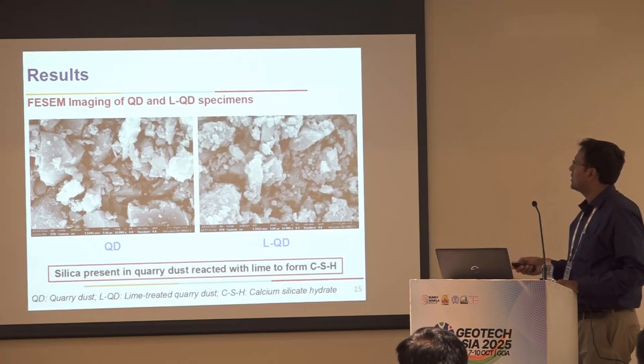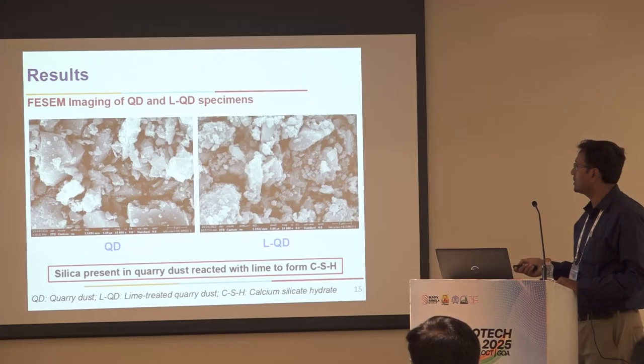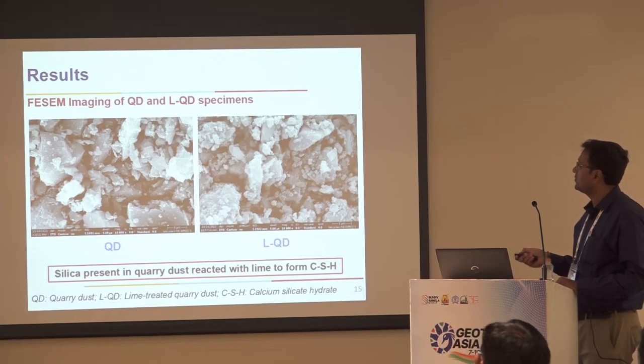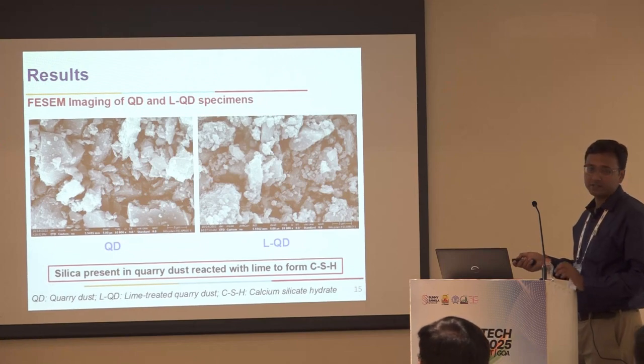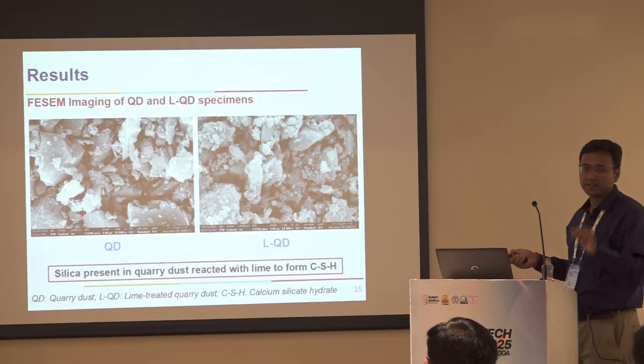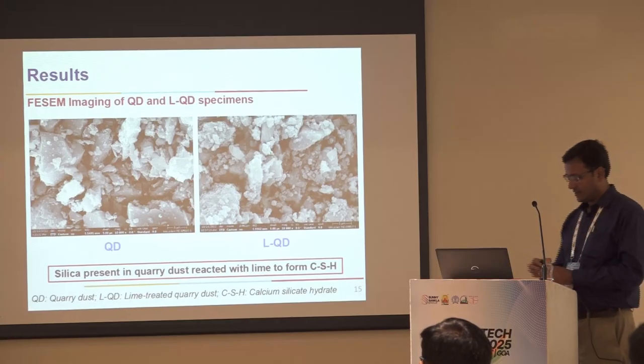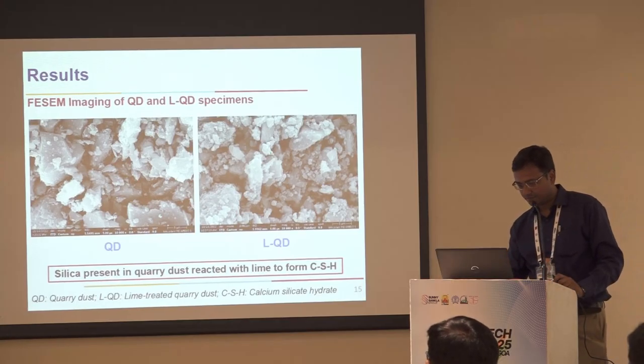So next we tried to figure out what exactly is happening because of which we are seeing the improvement on introducing quarry dust. So we took the quarry dust, we performed FESEM images of this quarry dust, and then we added lime to quarry dust, just lime-treated quarry dust. In the figure to the left you can see the quarry dust particles, the crystals that you are able to see. The figure to the right is after lime treatment.